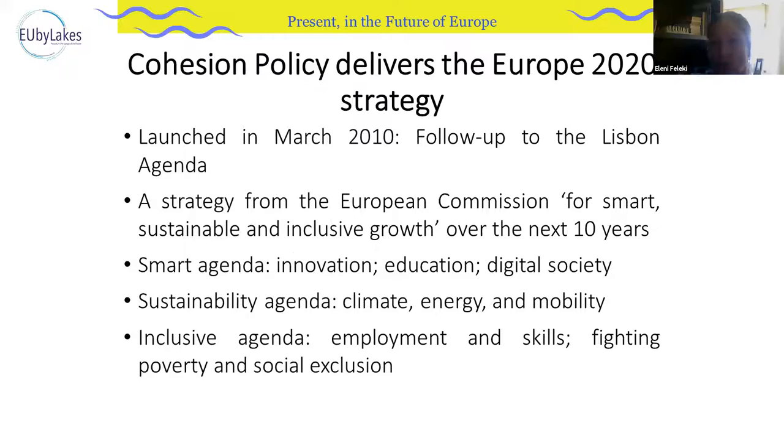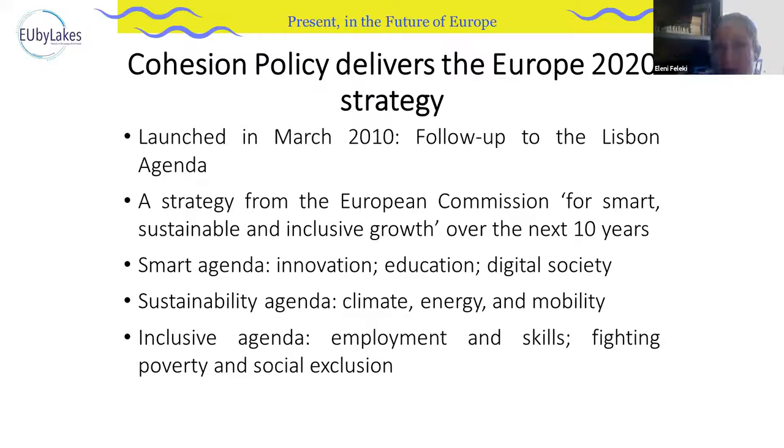Just for the history, cohesion policy that, as we said, delivers the Europe 2020 strategy, which is a very important document, was launched in 2010. So it was a 10-year policy that was going to be implemented in the next 10 years. So this is the perfect moment now that we are in mid-2020 to make this summary, to see what has happened. And we are standing at the moment where the new cohesion policy, as we're going to see in a moment, is being designed. So it was launched in 2010 as a follow-up to the Lisbon agenda.